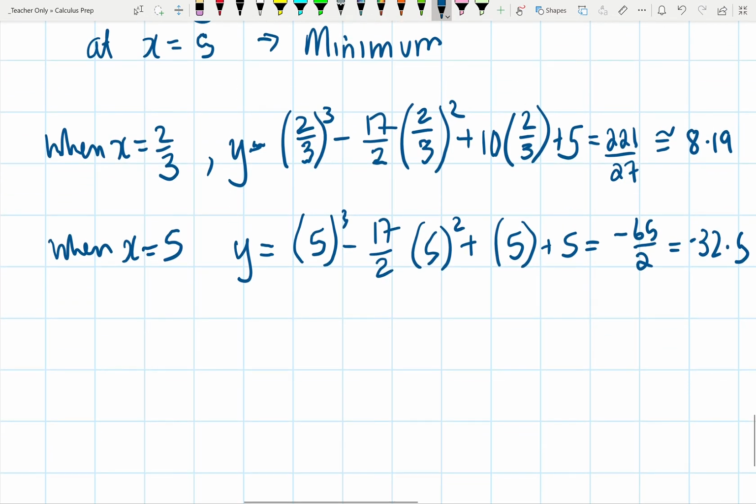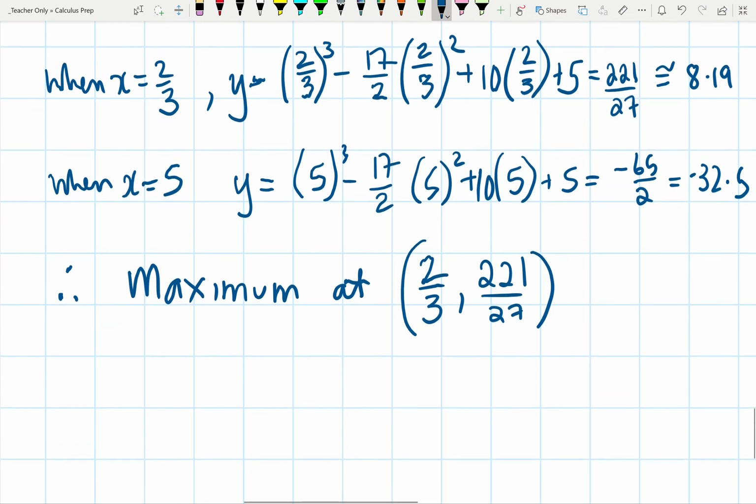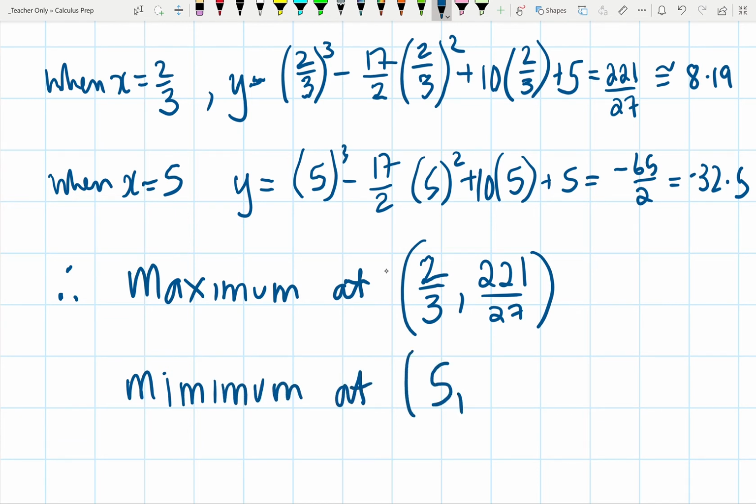And from there we conclude, therefore we have a maximum at 2/3, 221 on 27. Pardon? 10 times 5. Yep, fantastic. So we conclude we've got a maximum and then a minimum at 5, negative 65 on 2.